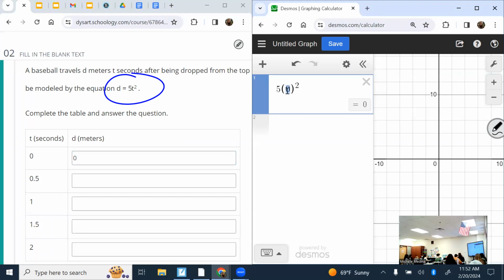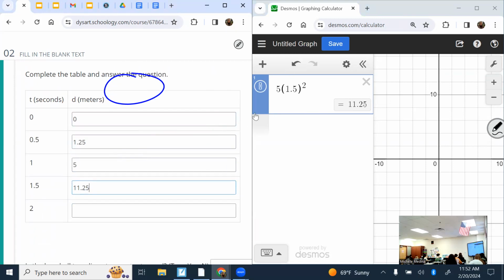And then I'm just going to change the input each time. When the input's 0.5, my output's 1.25. When it's 1, my output's 5. When it's 1.5, my output's 11.25. I wouldn't round or anything, it doesn't say to. And these are not long decimals, so just don't round unless it says to. So there's how I got all my inputs or outputs. Any questions?